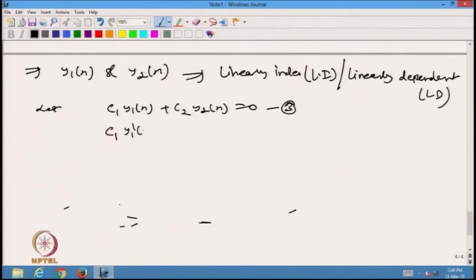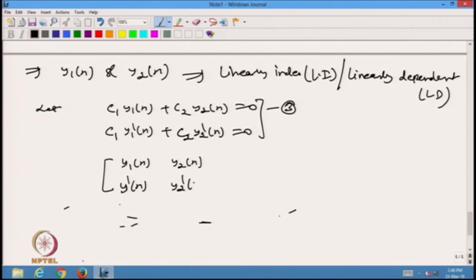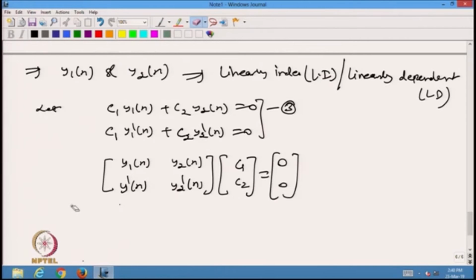So, when I take this, I will get this equal to 0. So, this is my equation now. Now, this is the system. I can write that system as the matrix with y1(x), y2(x), y1'(x) and y2'(x), multiplied by C1 and C2, equal to 0, 0. If you see it clearly, this is a 2 by 2 system, and I can write it as AC equal to 0.